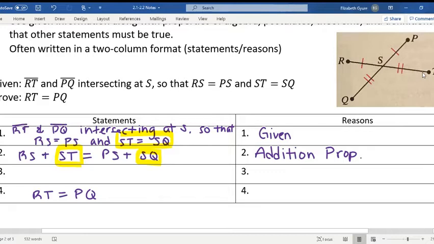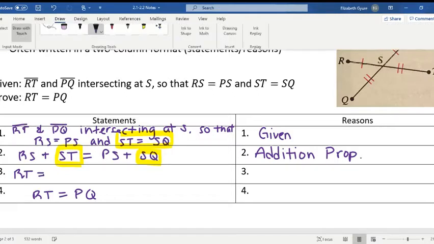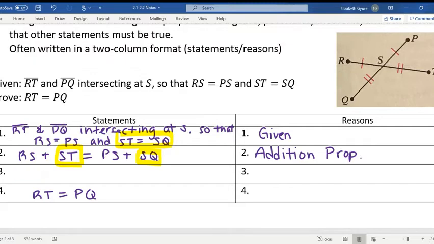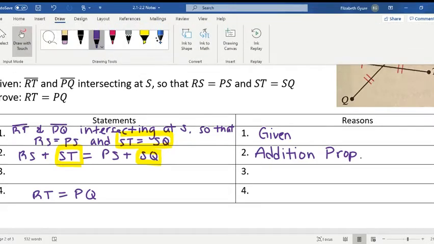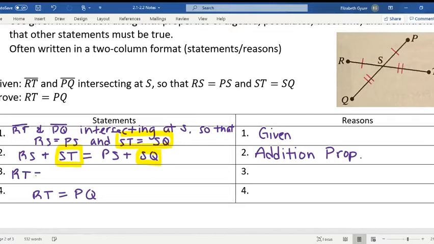I know that the measure of RT equals the measure of RS plus the measure of ST, right? I can see that from my picture, and I was told that I have those segments in my given. Well, I can do that same thing on the other side. I know that the measure of PQ equals the measure of PS plus the measure of SQ.